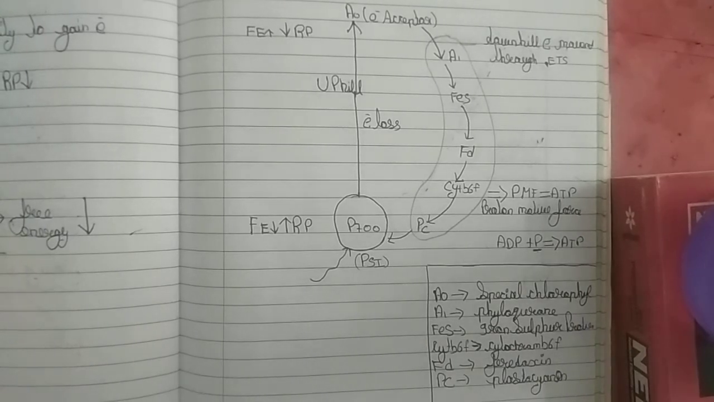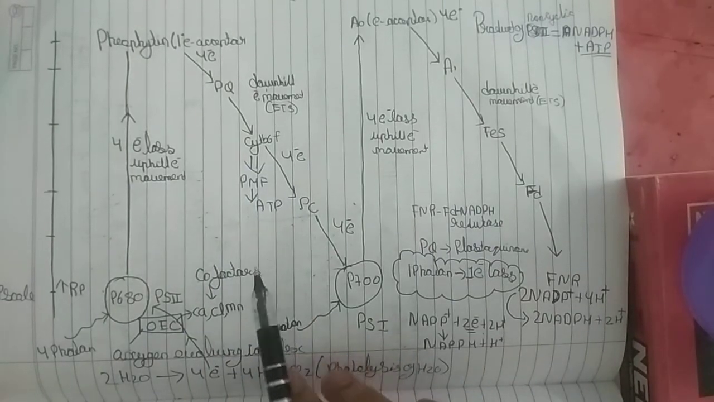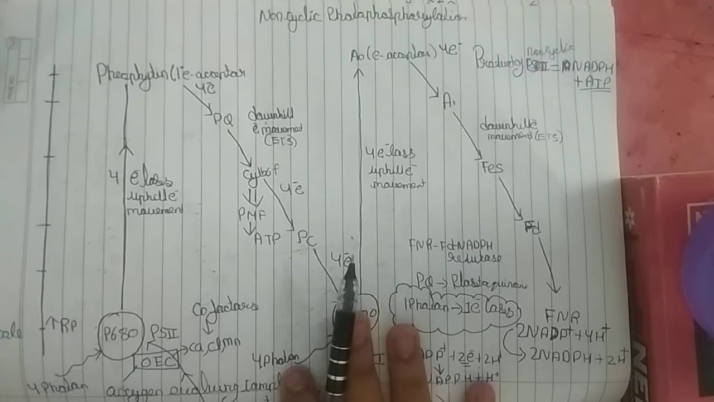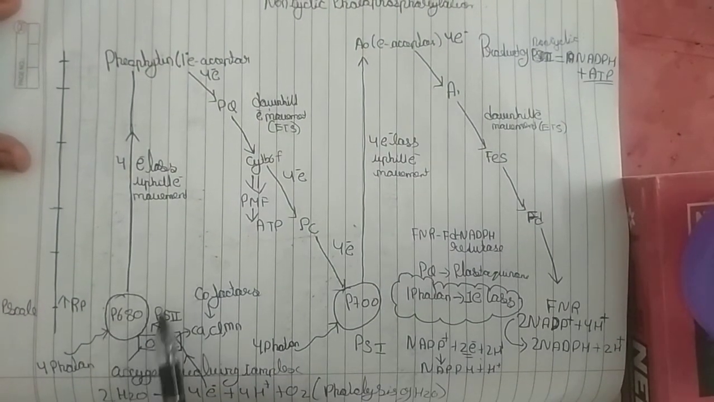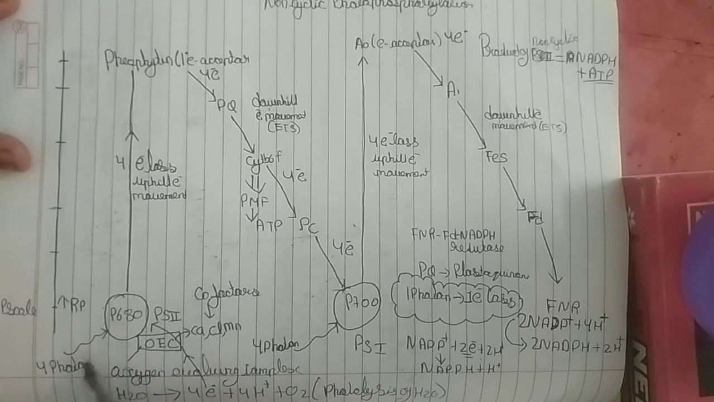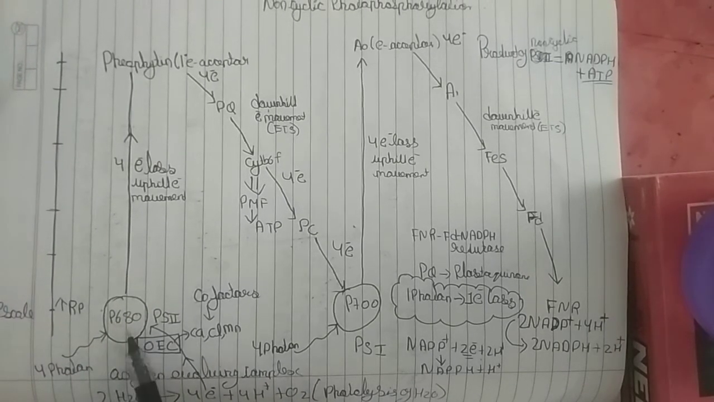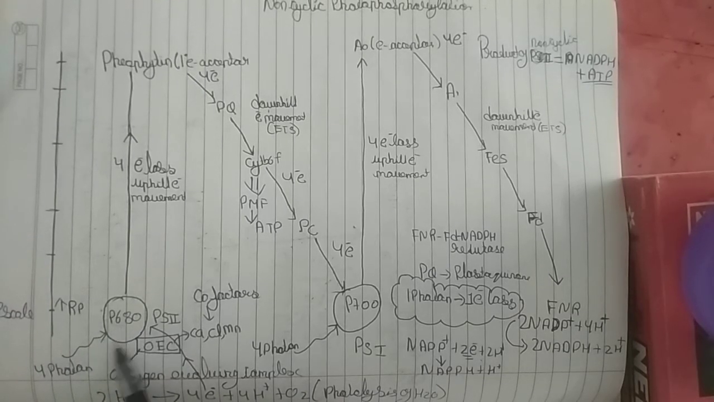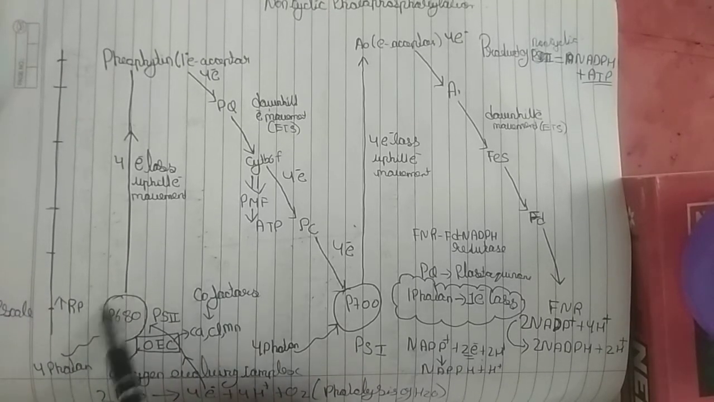Now this is non-cyclic photophosphorylation. What happens in non-cyclic photophosphorylation? First of all, energy is absorbed in the form of quanta, that is photons. You have learned this in your chemistry lecture, chapter 2, I think. Energy is absorbed in the form of photons. Now one photon excites one electron.